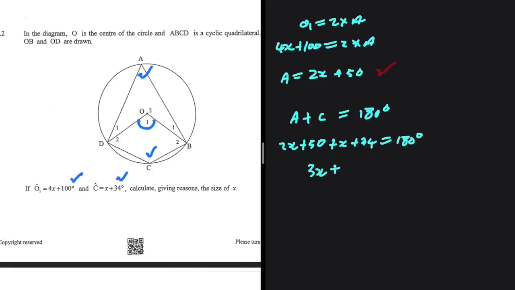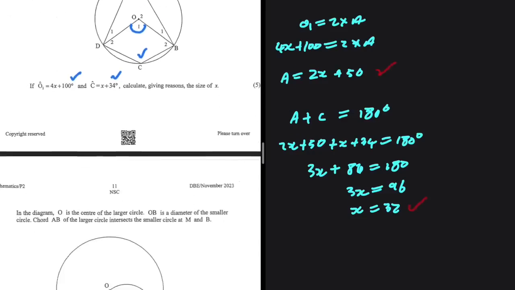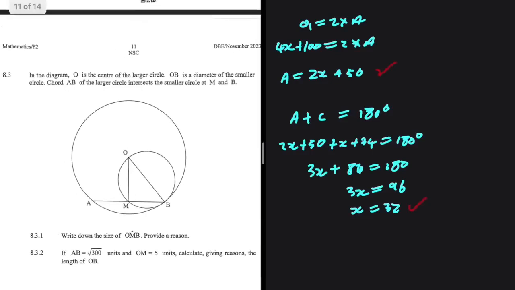50 plus 34, that is 84. This is equals to 180. So 3x is equals to 180 minus 84. I think it should be 96, but I'm not going to take any chances. I'm going to put it in my calculator and see what I get. Yeah, it is 96. And then 96 divided by 3, that is 32. So I'm getting x is equals to 32 degrees. That is 8.2. Let's see if we can answer 8.3.